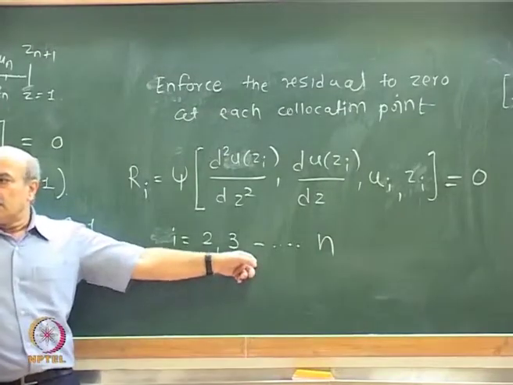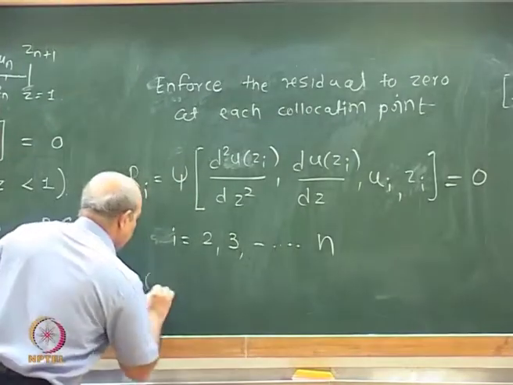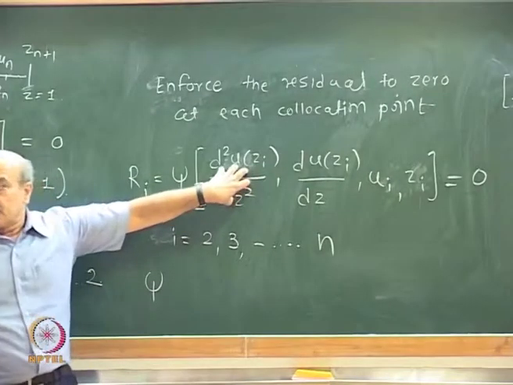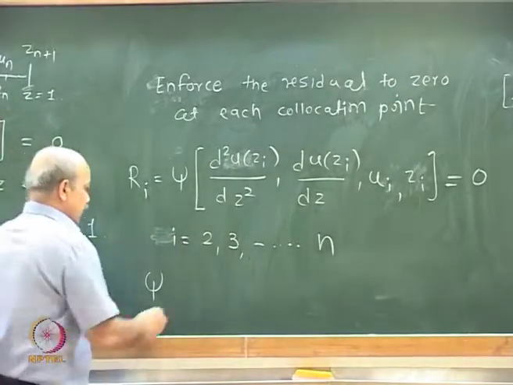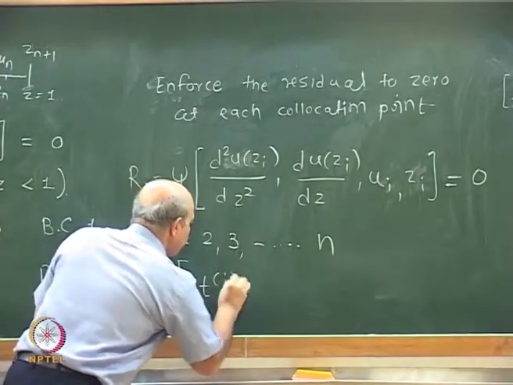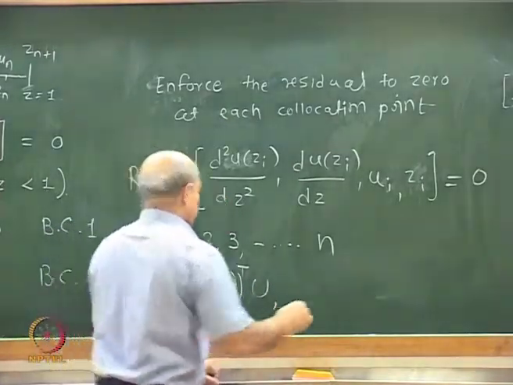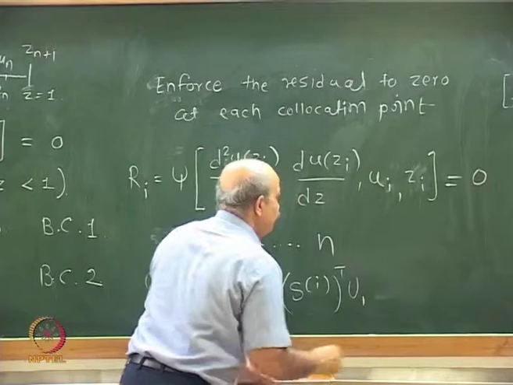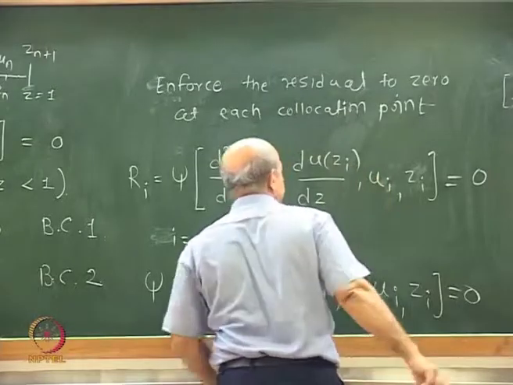Now if I substitute the expressions that I have got, the derivatives are now expressed in terms of algebraic expressions. I'm going to replace them. So this actually means I want to solve for Ti transpose U, Si transpose U, and Ui(zi) equal to 0.